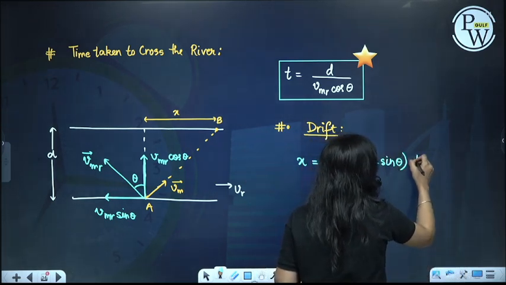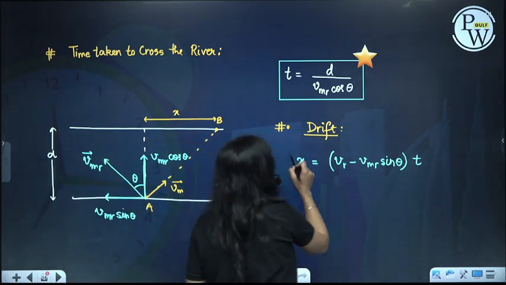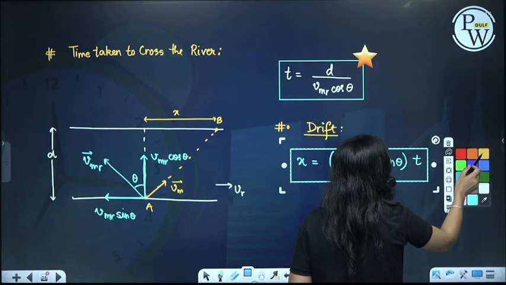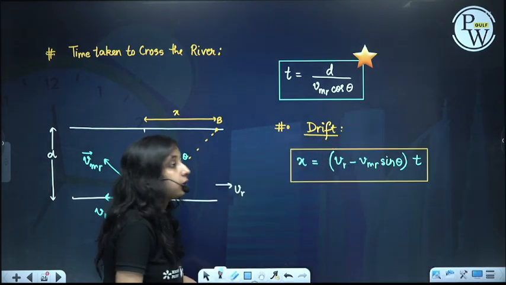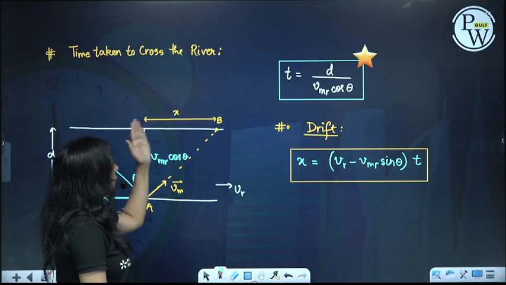Time taken will be the time taken to cross the river. This drift is obtained in how much time? This drift is obtained in time t, which is equal to the time to cross the river. So if the river is crossed in t time, the drift will be covered in that time.